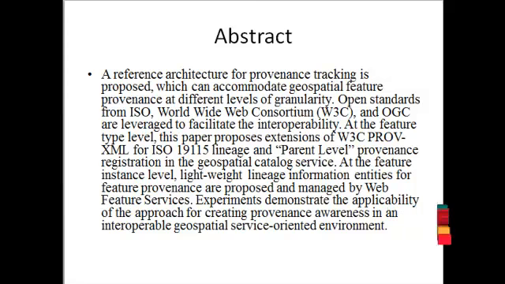the feature type level. The paper proposes extensions of W3C provenance XML for ISO 19115 lineage and parent level provenance registration in the geospatial catalog service. At the feature instance level, lightweight lineage information entities for feature provenance are proposed and managed by Web Feature Service. Experiments demonstrate the applicability of the approach for creating provenance awareness in an interoperable geospatial service-oriented environment.